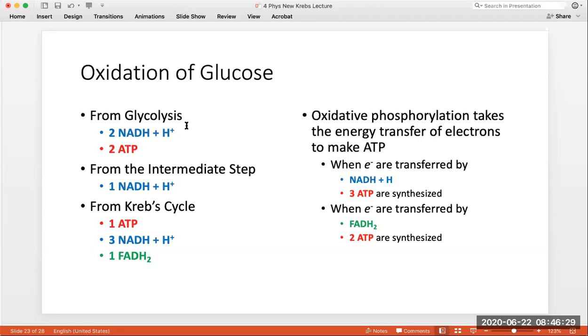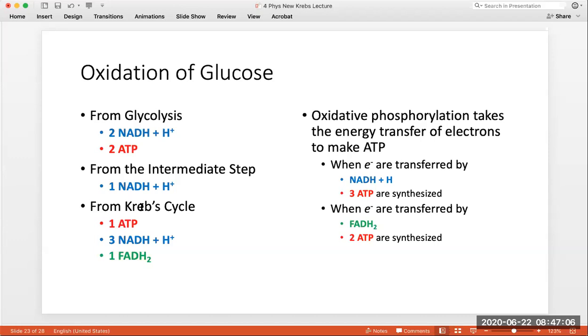Now remember, if oxygen is available, you still have your electron carriers. So your 2 NADH plus H plus are going to take these electrons, move them into the matrix of the mitochondria, and donate them to FMN of complex 1. From the intermediate step, you've also reduced another electron carrier, right? Now remember, you have 2 pyruvate that are going to cross into the matrix. So you have 2 NADH plus H plus. And then the acetate that was converted from pyruvate in that intermediate step is going to enter the Krebs cycle.